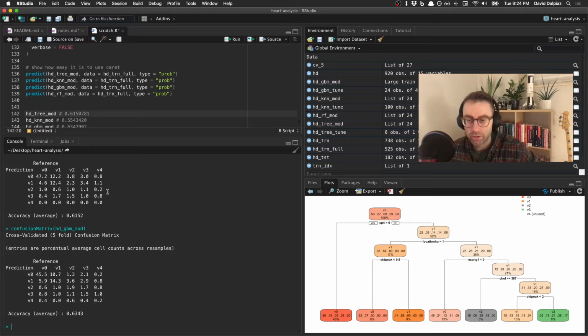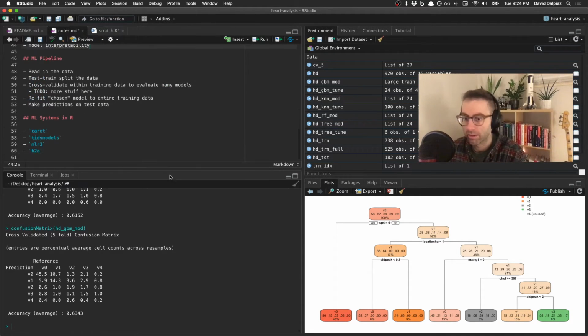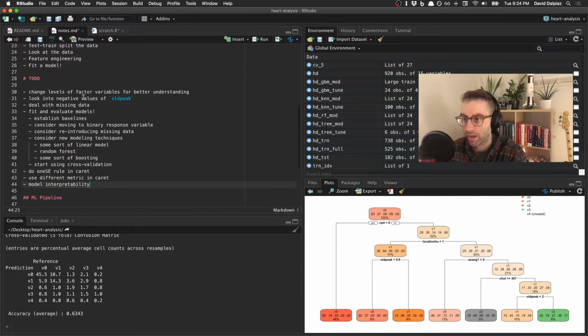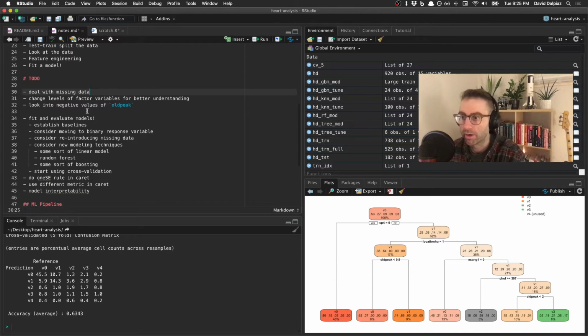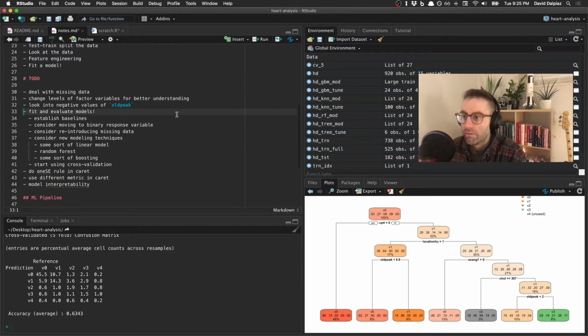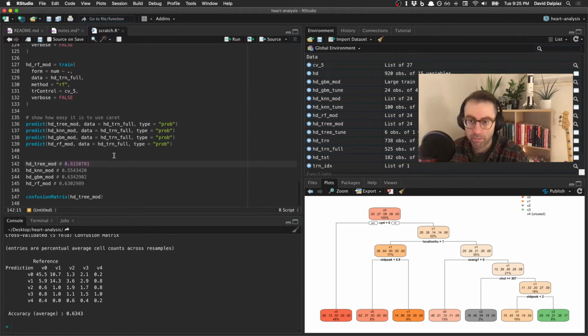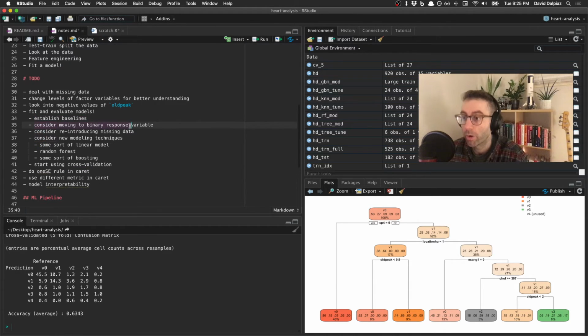Right. So that's something we need to do. And I think I need to look at my notes now and think about what I mentioned. Okay. Change levels of factor variables. Okay, we mentioned that. Look into negative values of old peak. I think we said we were going to ignore that. Deal with missing data. So that's going to be, I'm putting this up here as it's high priority. Okay. Fit and evaluate models. Establish baselines. That's kind of what we're doing right now. So like, for example, getting above an accuracy of like 60%, we should be able to do. Consider moving. Okay. So this is also high priority.